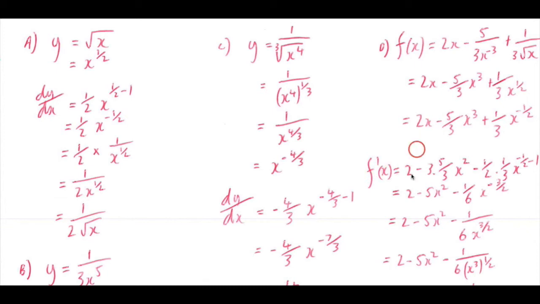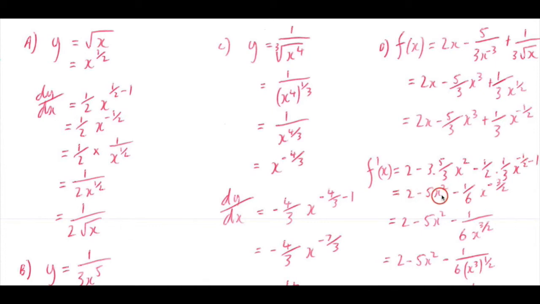Derivative of 2x is just 2, minus the power comes down, so there's the 3, multiplied by the 5/3, and then I subtract 1 away from the power, so instead of being to the power of 3, it's now to the power of 2. Looking at the last term and working out the derivative of that, the power is negative a half, so the negative half comes down, multiplied by the 1/3 still, I haven't lost it, and it's x to the power of the original minus 1.